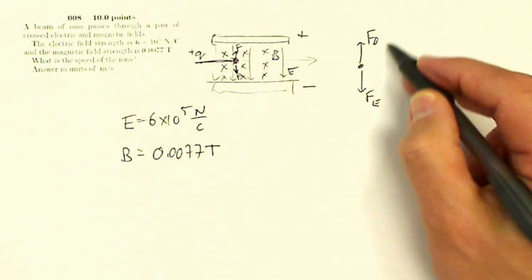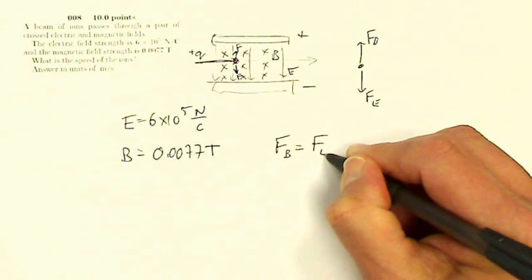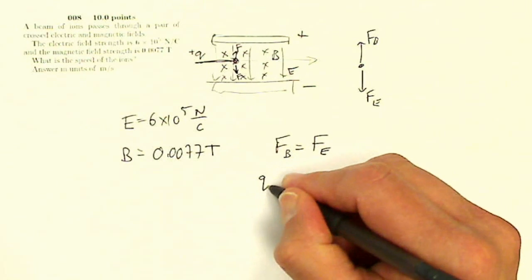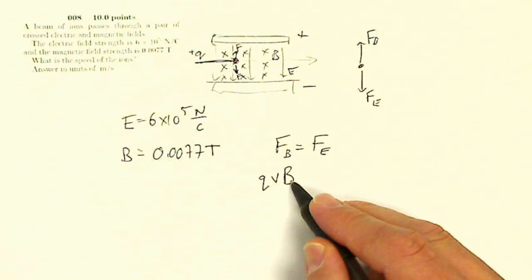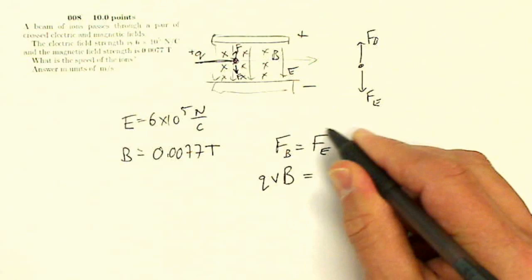Well, my force B has to equal my force E, in opposite directions, of course. My force B is going to be Q times V times B. So a charge moving at a velocity through the magnetic field perpendicularly, that's why I left out the sine theta, is going to equal the electric force.